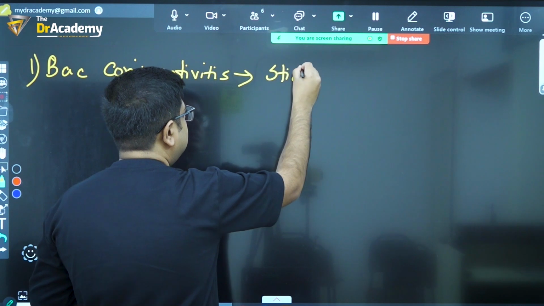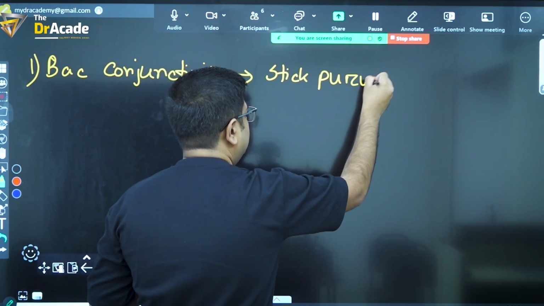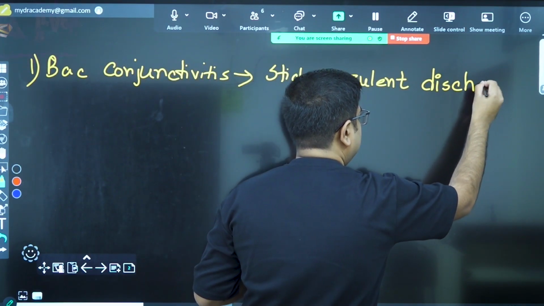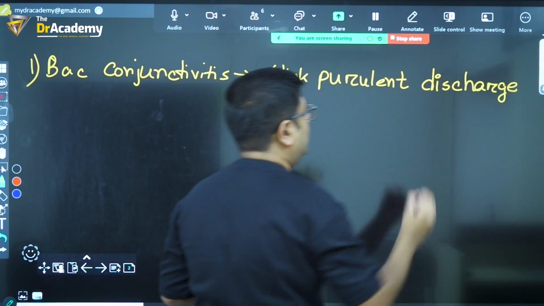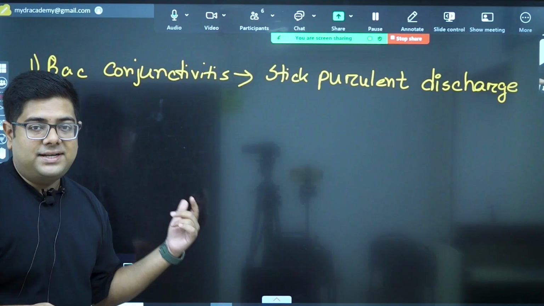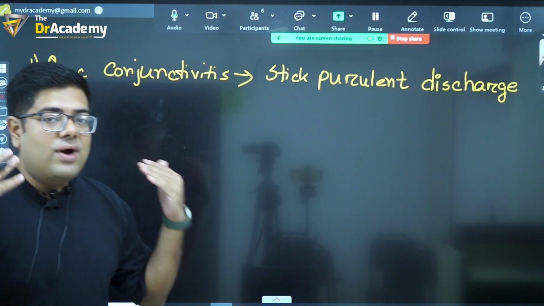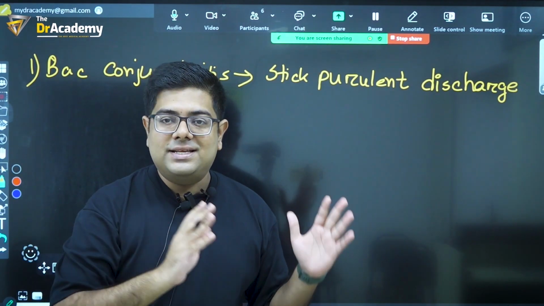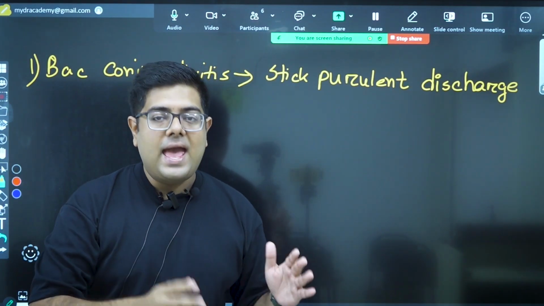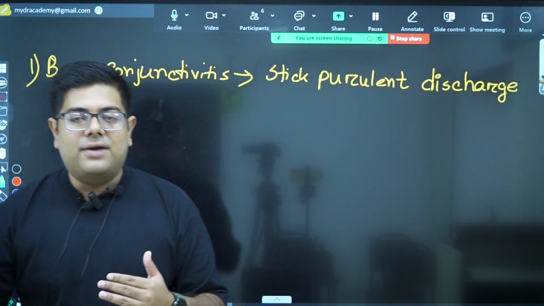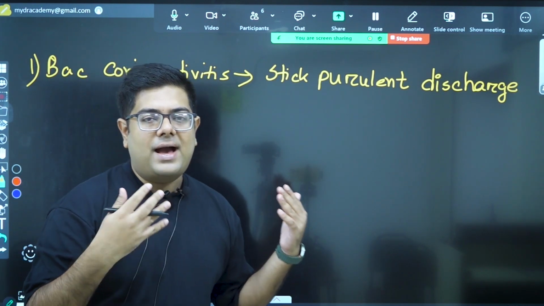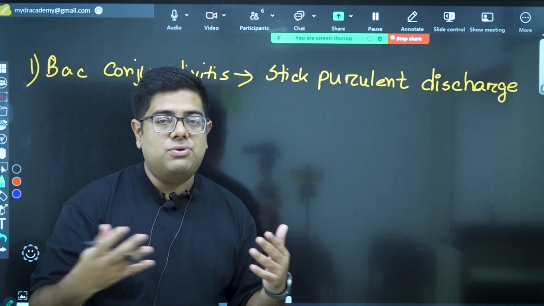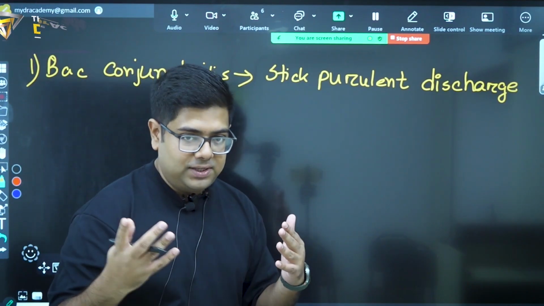Sticky purulent discharge. This is for bacterial conjunctivitis. You have red eye, you have sticky purulent discharge, difficulty in opening the eyes in the morning. You're sure that this is bacterial conjunctivitis for PLAB-1. And what's the management? We will learn gradually about the management of bacterial conjunctivitis. We might go for conservative management, just eye care, or if it's more than 7 days, we might need an antibiotic called chloramphenicol. We'll learn that later.